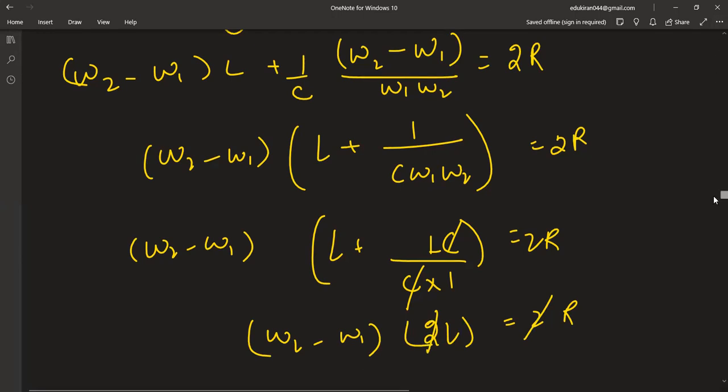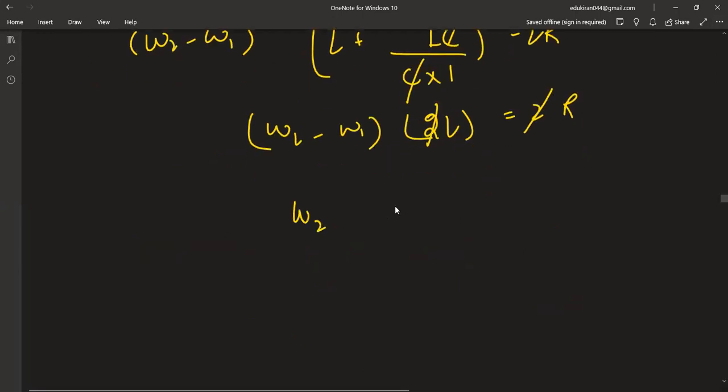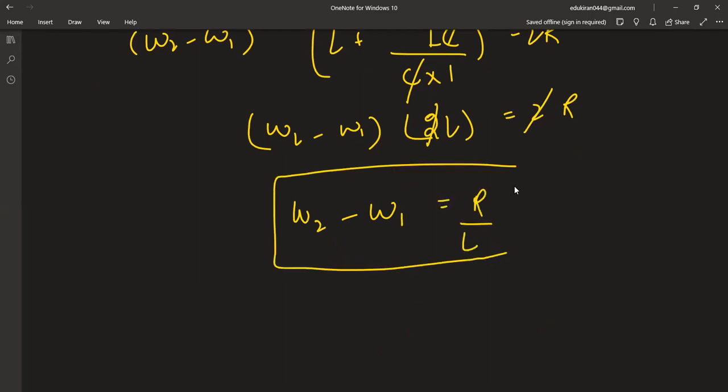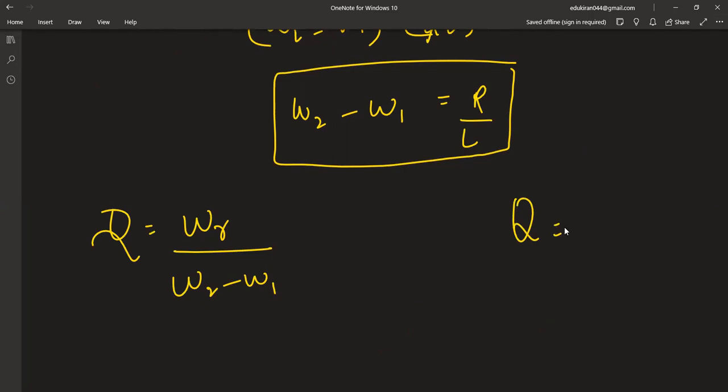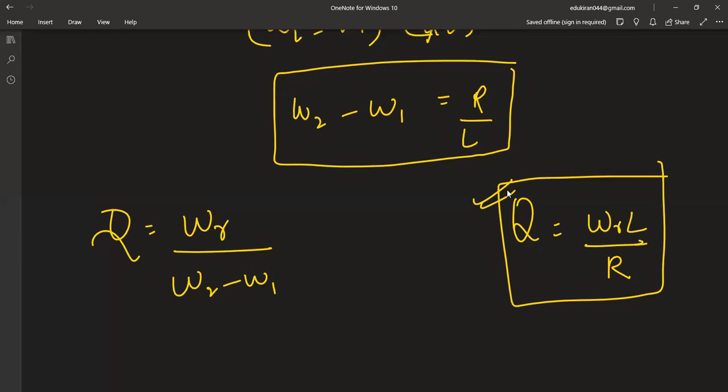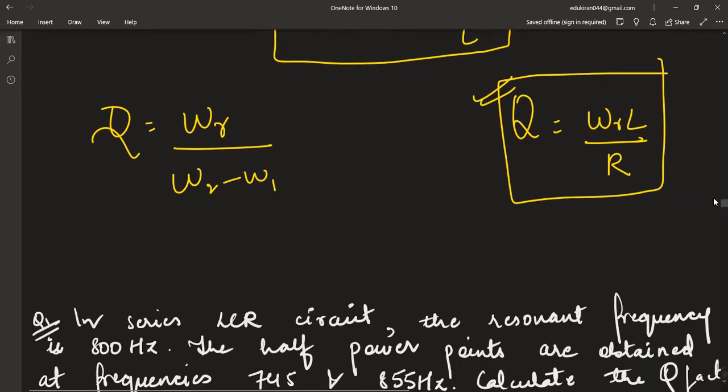2 will also be cancelled. What is omega 2 minus omega 1? Omega 2 minus omega 1 is equal to R by L. And what is now the quality factor? Quality factor is resonant frequency by omega 2 minus omega 1. So the final formula of Q factor is resonant frequency, and omega 2 minus omega 1 is R divided by L. This is the formula. For this simple formula, we had to do a lot of calculations. It's a lengthy derivation, I agree.